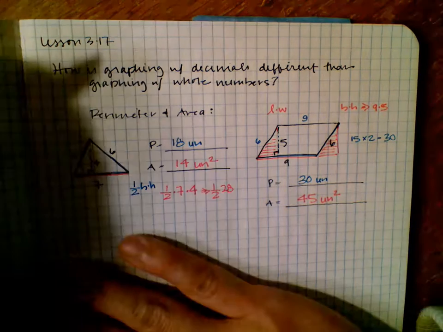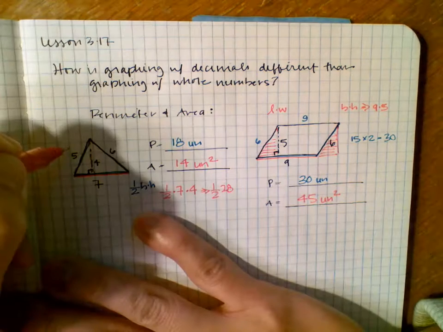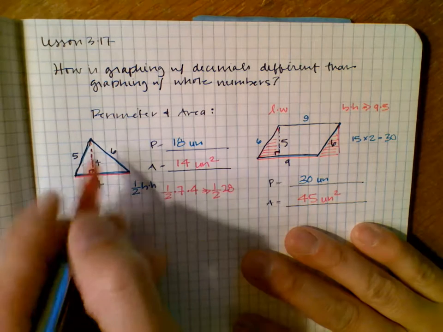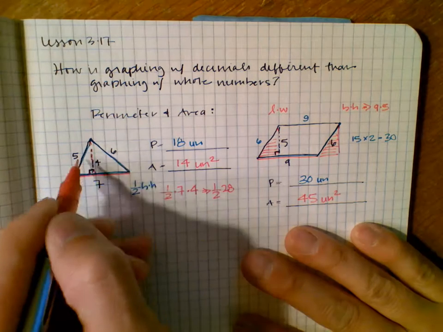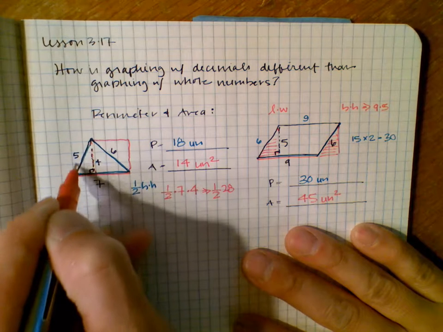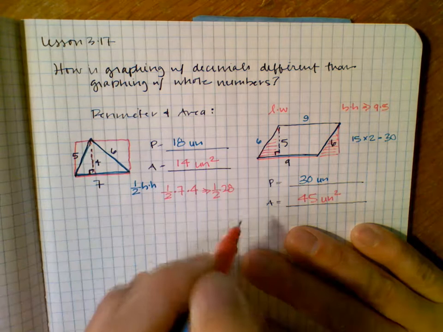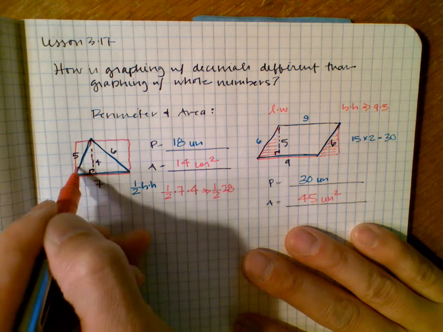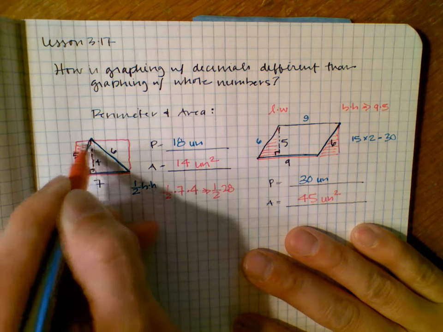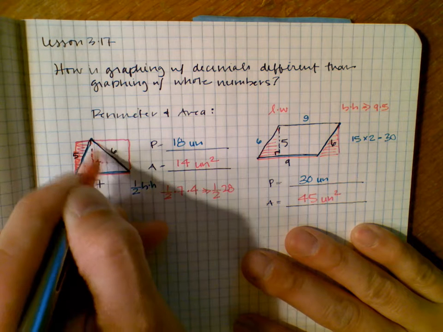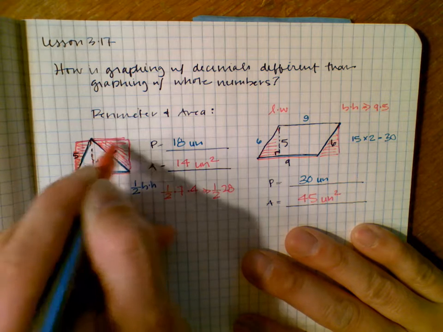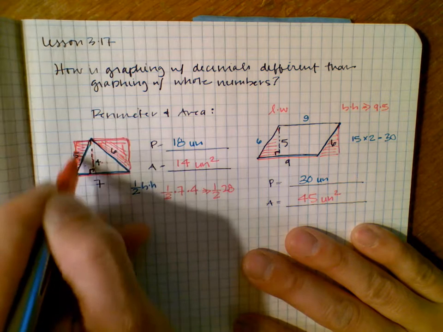I should probably point out, just to be sure, when we look at the 1/2 base times height, we can think of this because base times height will give us a rectangle. And all we have to do is these two pieces correspond, so we're going to get rid of half of it. And then these two pieces correspond, and we're going to get rid of half of it. And that's how we come up with the formula 1/2 base times height.